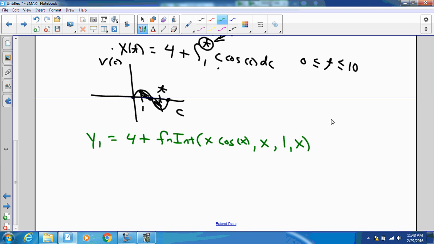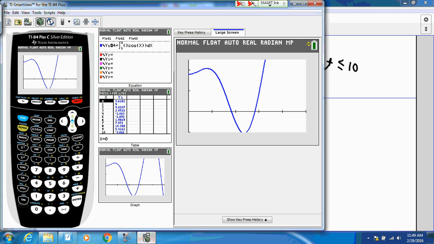Wait, why do you have the x before 1? This is dx. Oh, right. I saw the other function. The function is just cosine x. No, it was t cosine t. It was the original velocity.